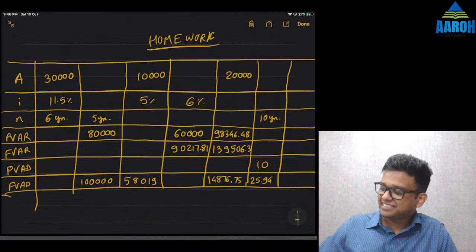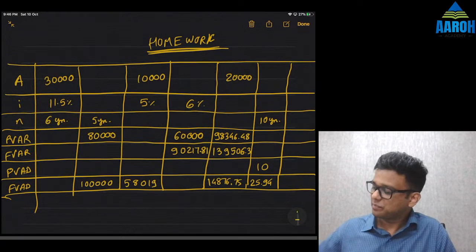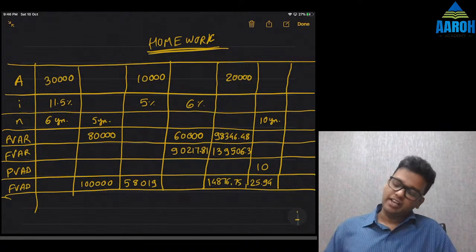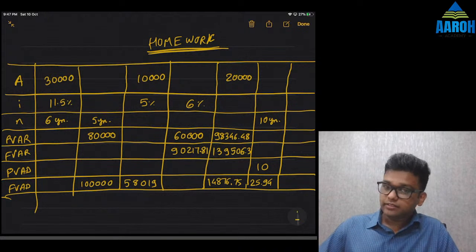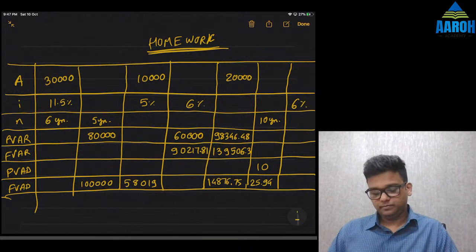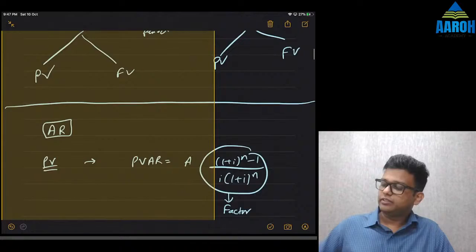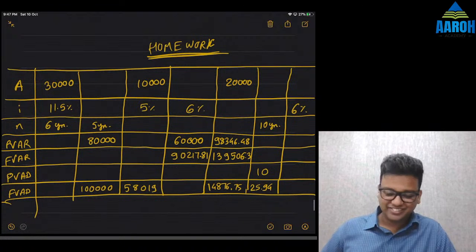How does this feel? कैसे लग रहा है homework ये? This looks easy, difficult, what? Last one, let me make it even more complicated. I is 6%. PVAR is 10 lakhs. Oh, sorry. अच्छा है ना? Awesome. Good.